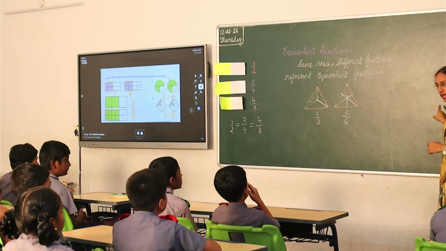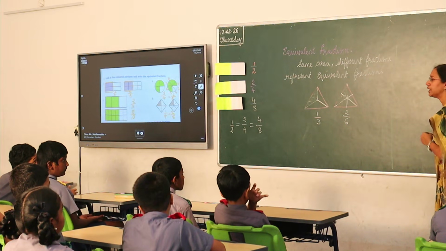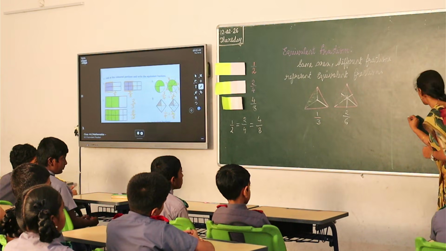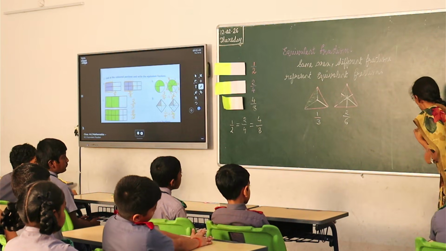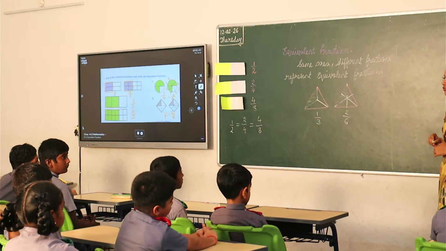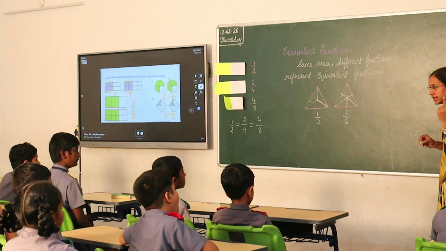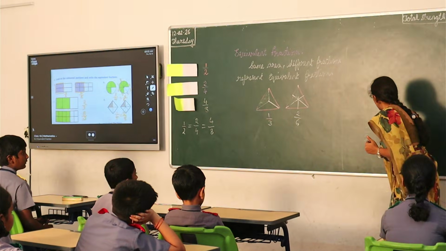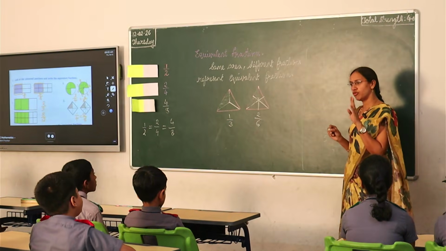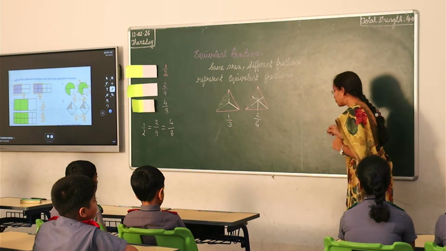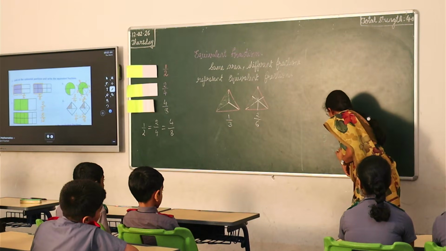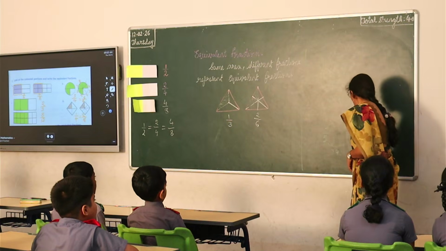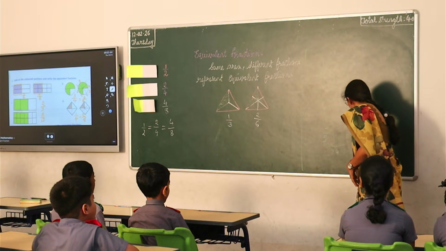So both are equal. This is how you will get equivalent fractions when the figures are not given. One more example, children. Let's take 4 by 5. What we have to do? We need to multiply numerator and denominator with the same number. This time let's take 4. Multiply the numerator with 4 and the denominator also with 4. So 4 times 4 is 16, 5 times 4 is 20.